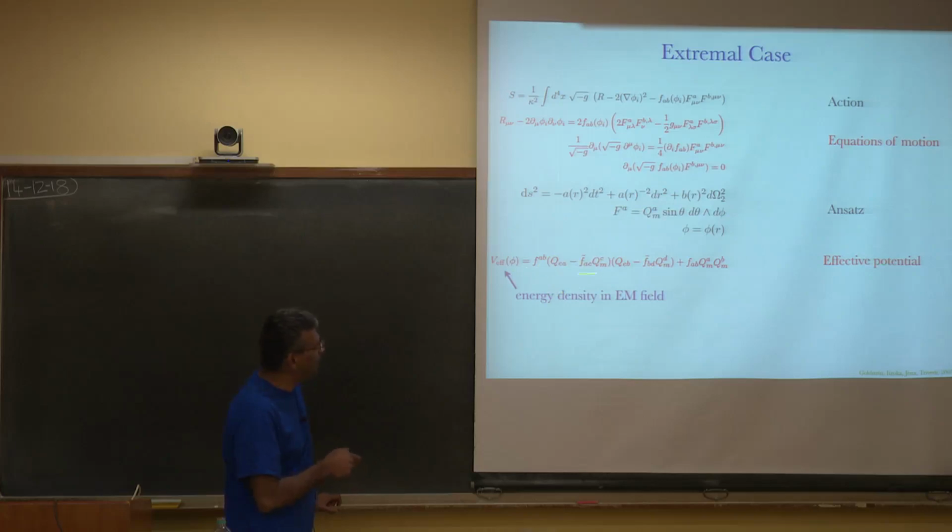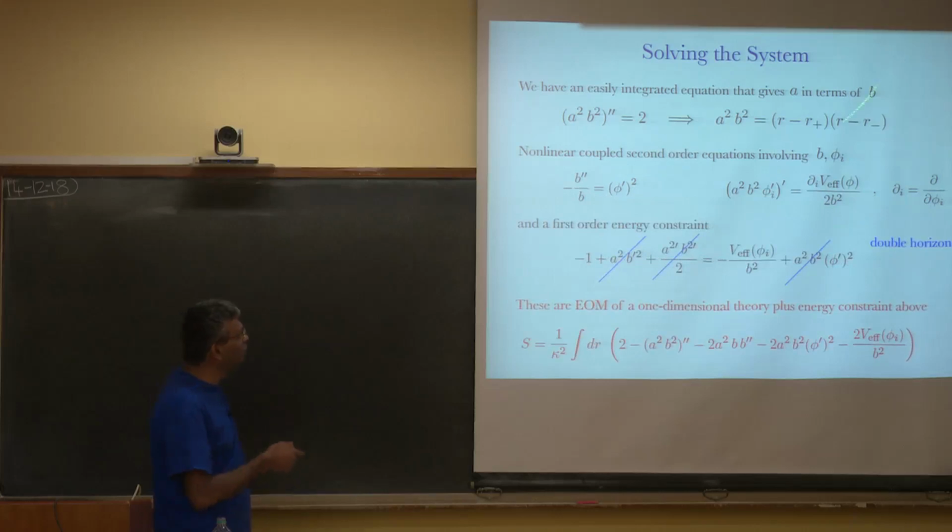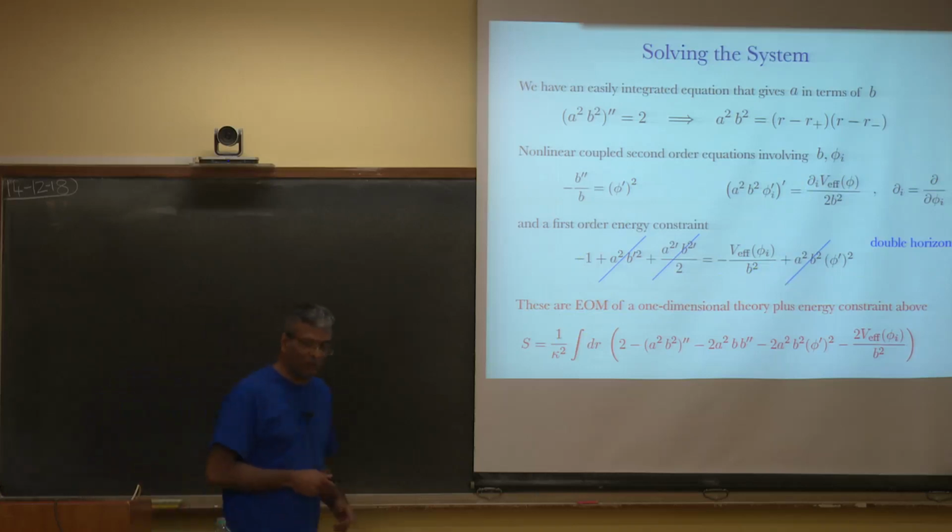And this effective potential really describes the energy density of electromagnetic fields in the theory. And it turns out the minimum of this potential is what reproduces the area of the black hole in the extremal setting. So if you look at these equations, you can solve them. And the fact that there's a double horizon in the extremal setup means that certain terms here cancel. And you can regard the system as equations of motion corresponding to some one-dimensional theory with an energy constraint. So this is what Sandeep and Kevin and collaborators beautifully worked out many years ago.